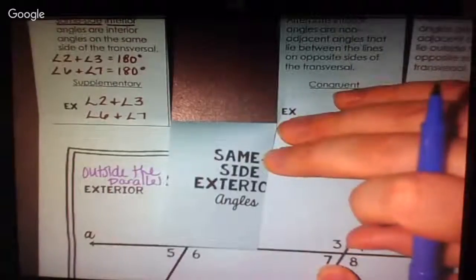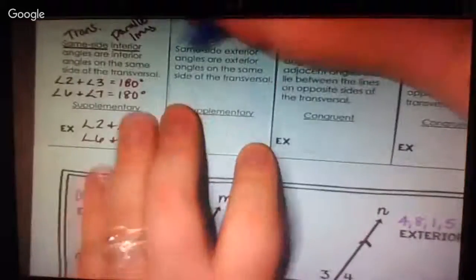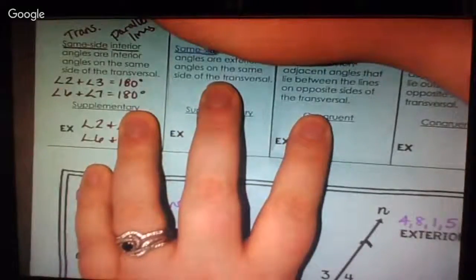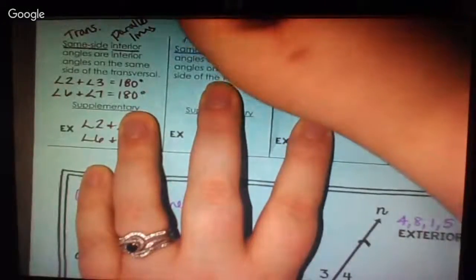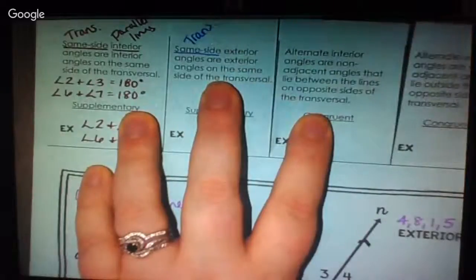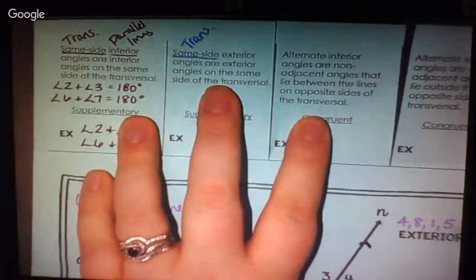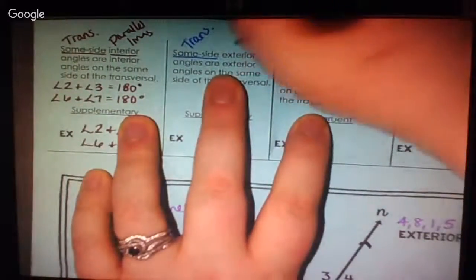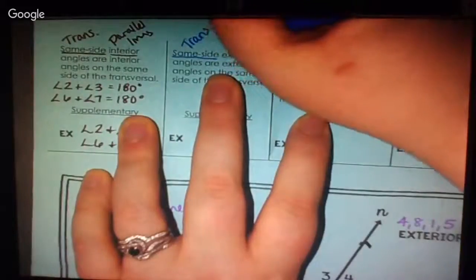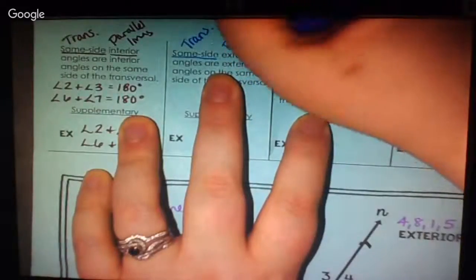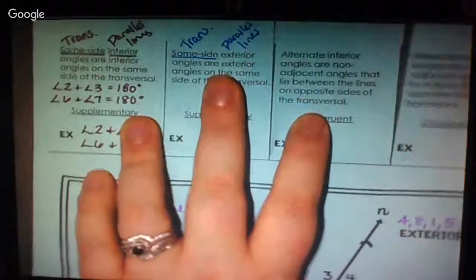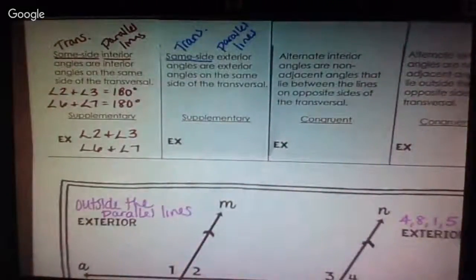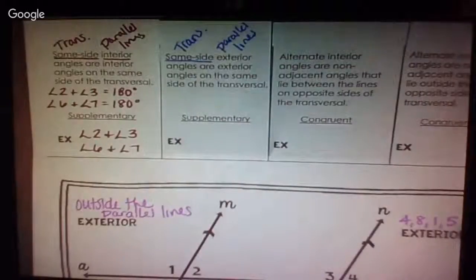The next one. Same side exterior angles. So again, my keywords are same side. This is in terms, again, of the transversal. So they have to be on the same side of your transversal. But this time, they're exterior along your parallel lines. So, same side of the transversal, but exterior. So, outside your parallel lines.